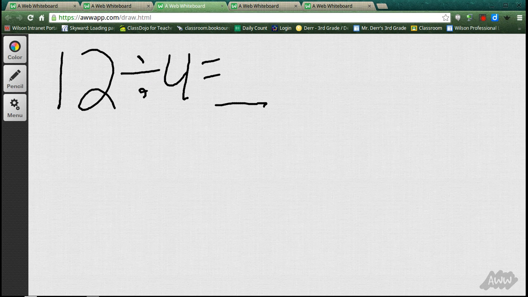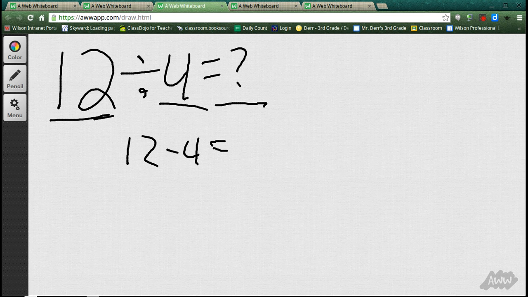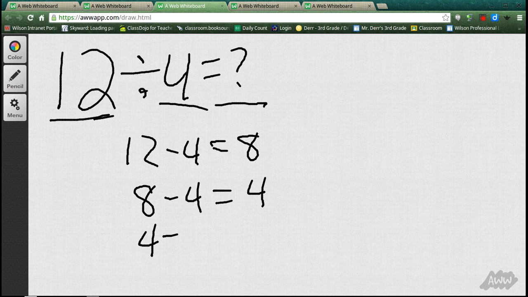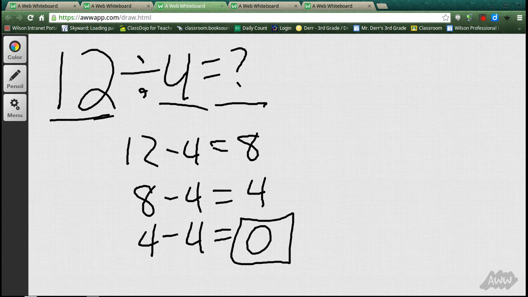And we need to take this 12 and separate it into 4 groups, and how many would go into each group. That's what we need to find out. Well, we could say 12 minus 4 would equal 8. Then we take that 8 and we say 8 minus 4, and that would equal 4. And the 4 minus the 4 equals 0. And we keep doing the repeated subtraction until we get down to that answer of 0.